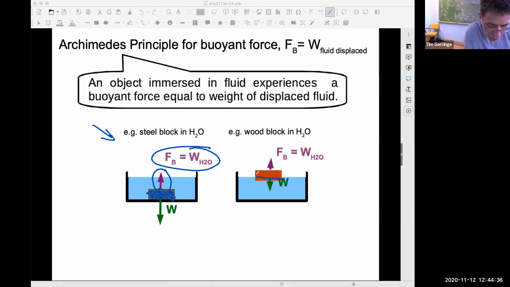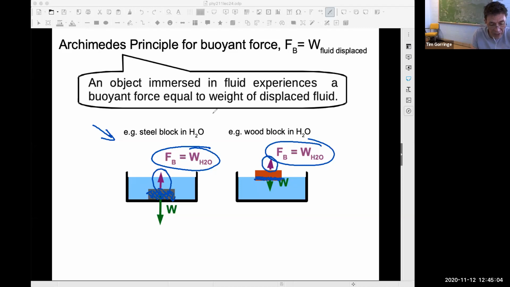It has displaced some fluid. It's this amount of fluid here. Again, I'm kind of enjoying sketching this in. And Archimedes' principle says that amount of fluid that was pushed out of the way, that was displaced, its weight is equal to the buoyant force. So this buoyant force here is equal to the weight of that water displaced.